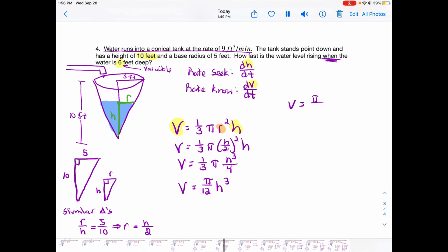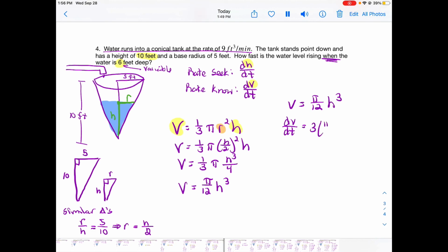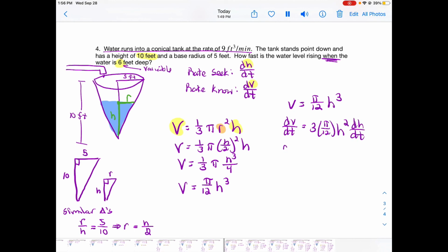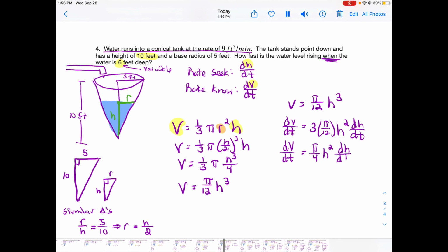Okay, so volume is equal to pi over 12 h cubed. Pi over 12 is a constant. So the derivative of V is dV/dt. I've got to do the power rule here. So I'm going to take 3 times my constant, which is pi over 12, and decrease the power of h by 1, times dh/dt. So dV/dt is equal to, simplifying that, pi over 4 h squared dh/dt. Now I've actually found the derivative.